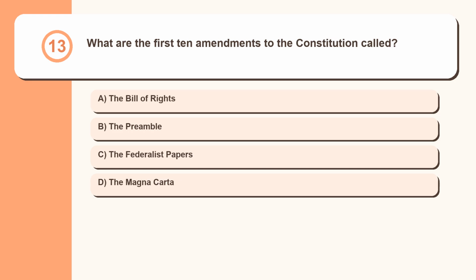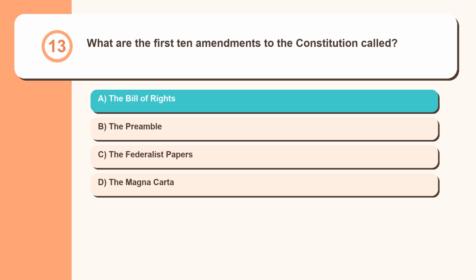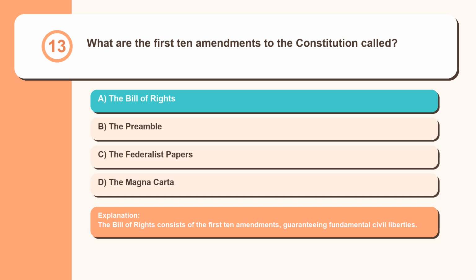Question 13. What are the first 10 amendments to the Constitution called? The Bill of Rights, the Preamble, the Federalist Papers, the Magna Carta. The Bill of Rights consists of the first 10 amendments, guaranteeing fundamental civil liberties.